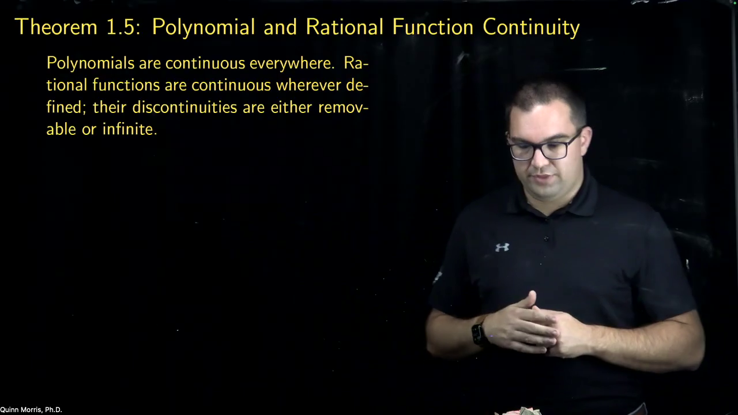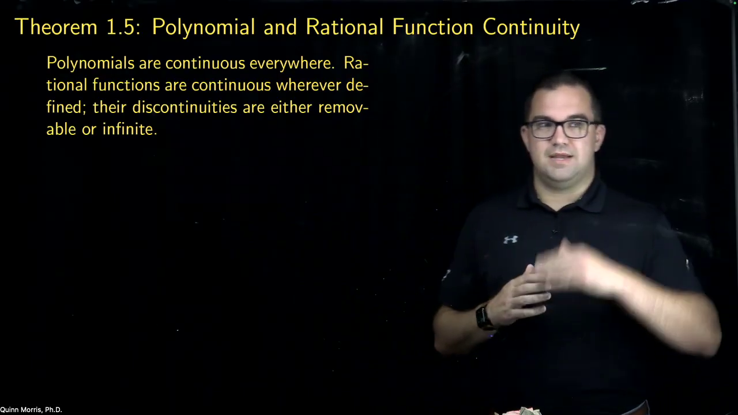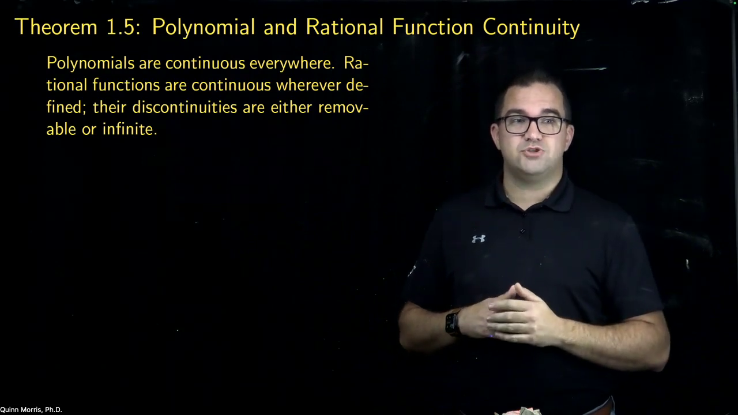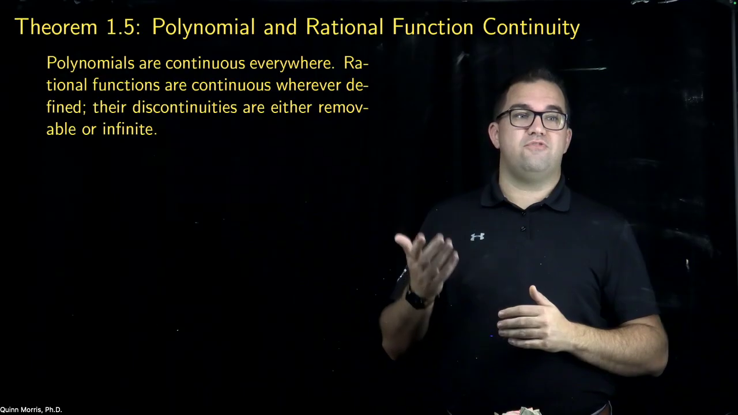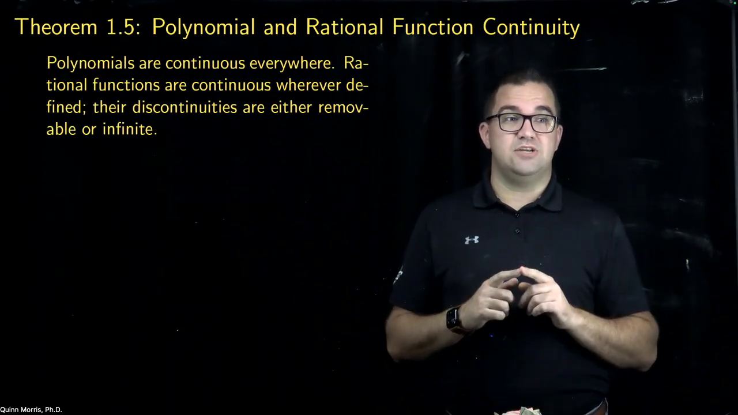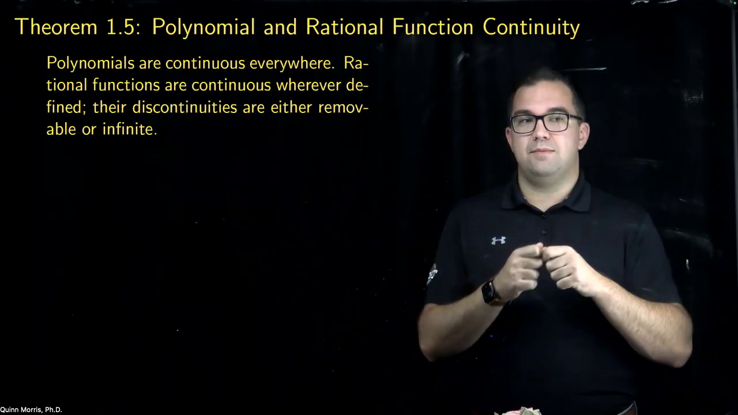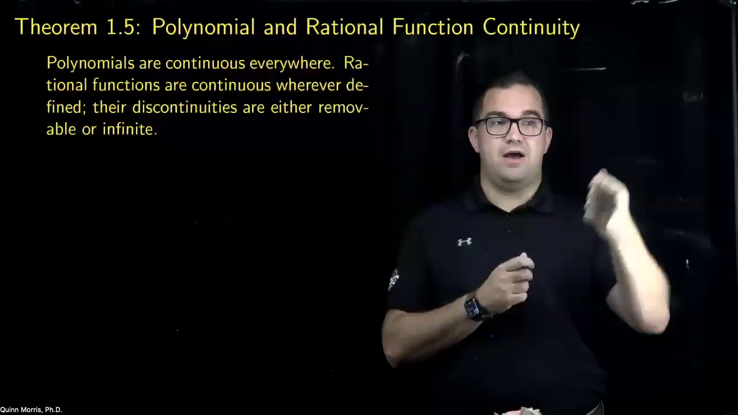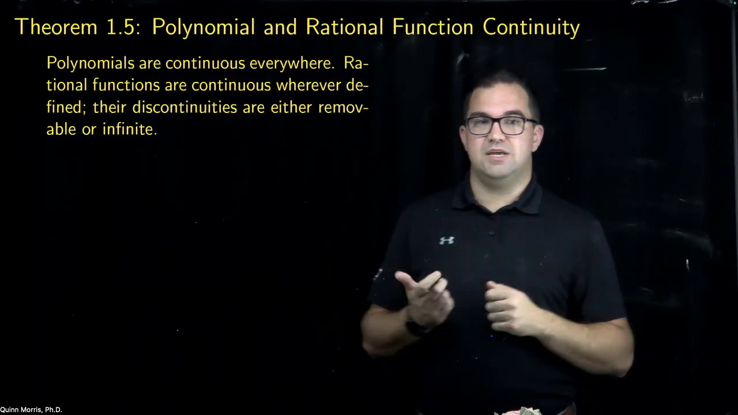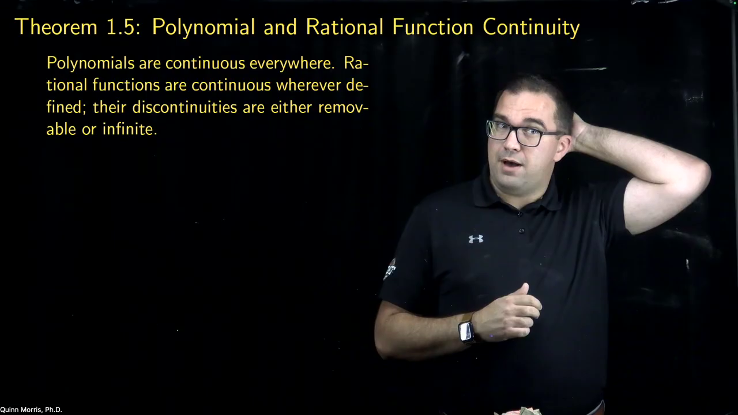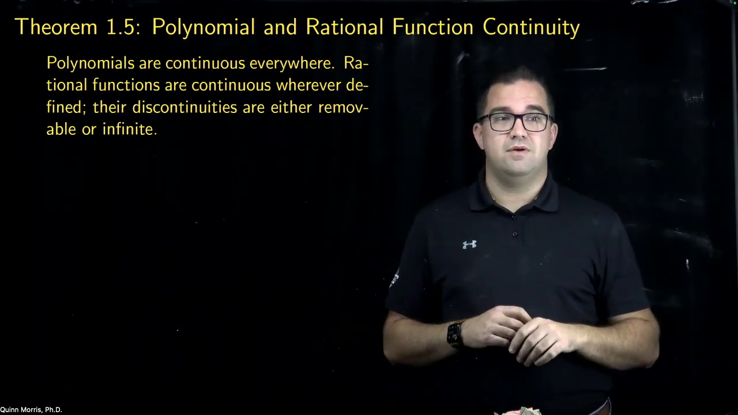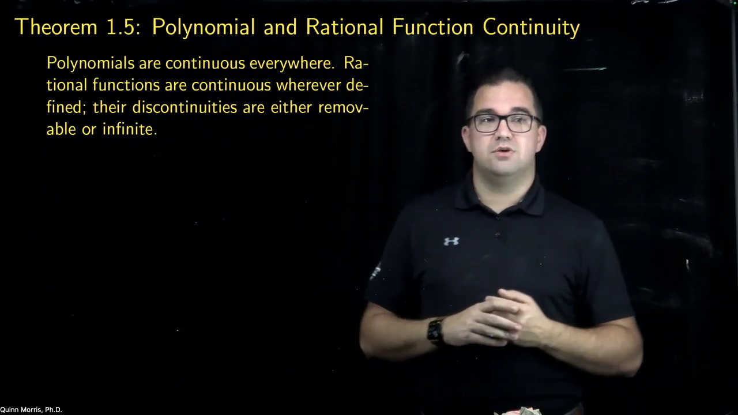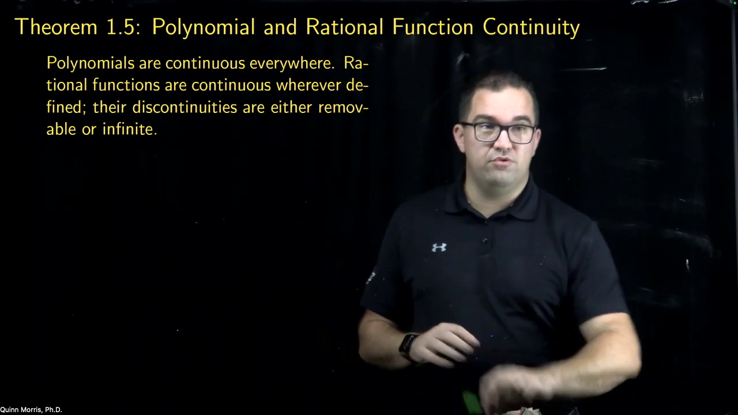Rational functions. You'll recall that a rational function is just a polynomial function divided by another polynomial function. Rational functions are continuous wherever they're defined. Another way of saying that is they're continuous on their domain. Anytime you can plug a value into the rational function and get some value out, then the function is continuous there. You can actually say a little bit more about rational functions, which is that they have sort of nice discontinuities. The places where they are discontinuous, those discontinuities are either removable.